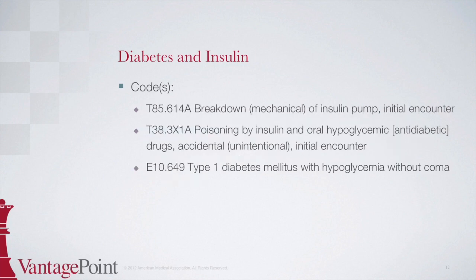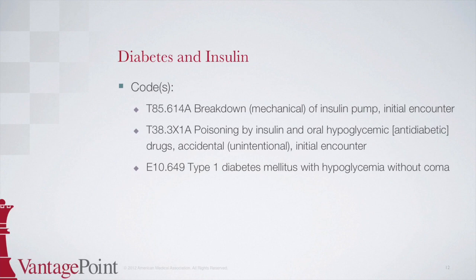Our first code is T85.614A, breakdown mechanical of insulin pump, initial encounter. Remember that since the patient was seen for a complication, the complication code goes first. You would locate this code by going to the term complications in the alphabetic index, then locate insulin pump. Indented under insulin pump is the term breakdown, which points to code T85.614. The checkbox tells us we need a 7th character.